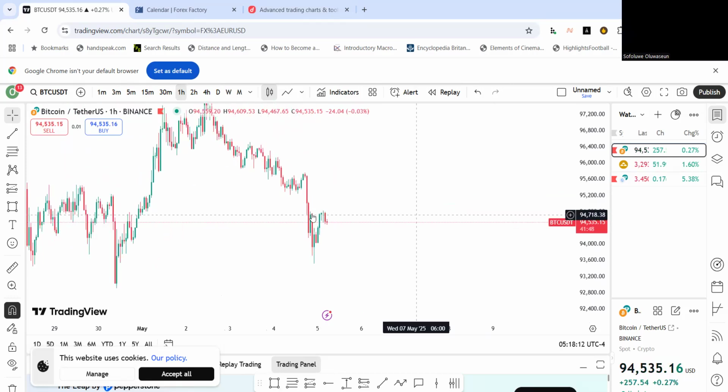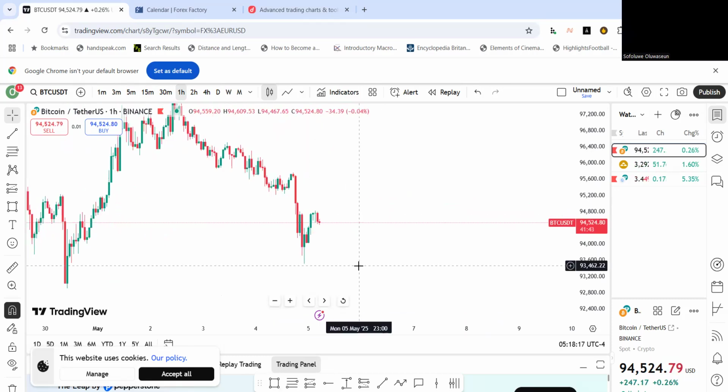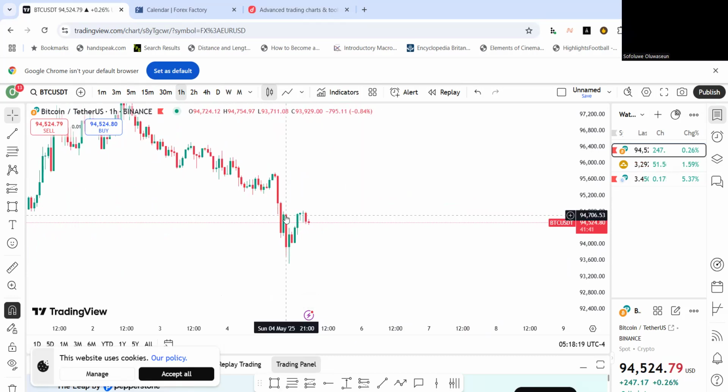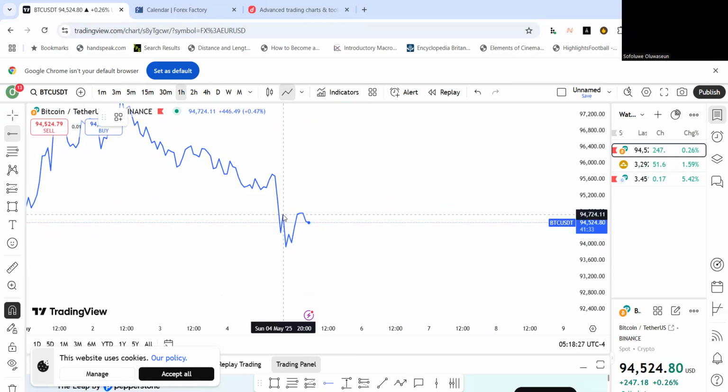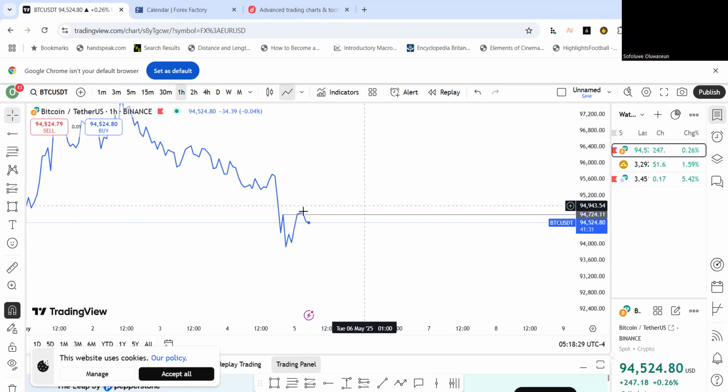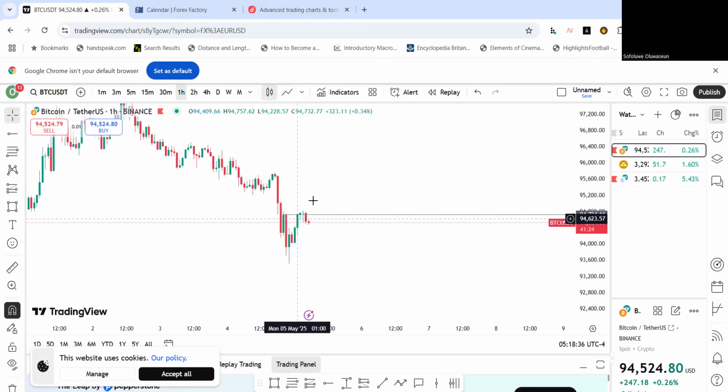Okay, so do we have a break of structure here? Do we have a break of structure here? Okay, let's switch to our line chart. Yes, we have a break of structure. Okay, let's draw that. You can see this line closed over the last high here. So we have a break of structure at this point, a break of structure to the upside.